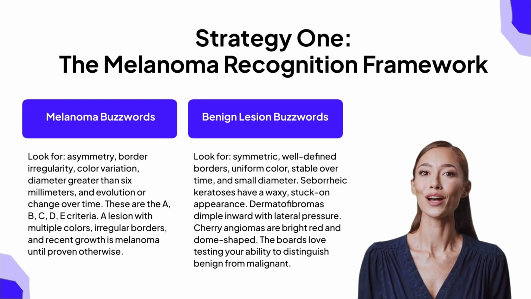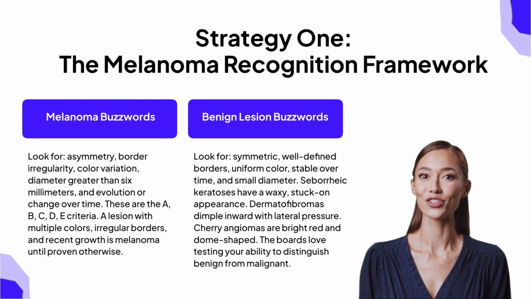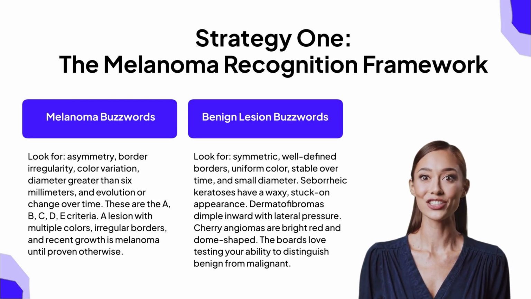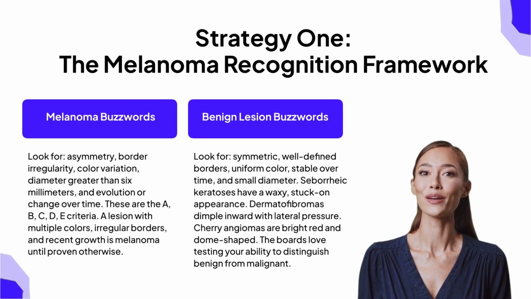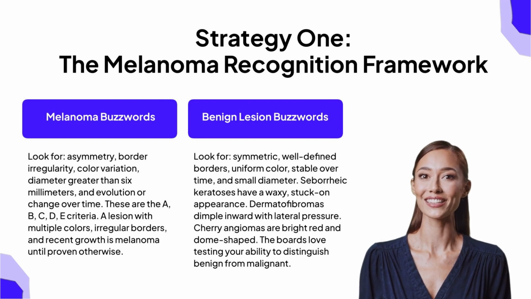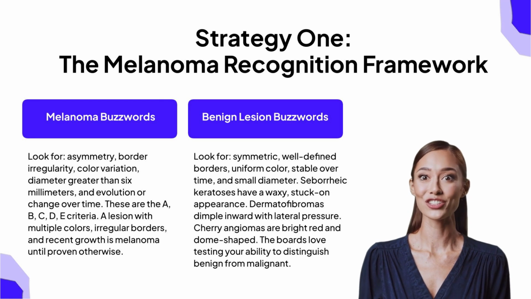If a question describes a pigmented lesion with any combination of these features, melanoma should be at the top of your differential. On the flip side, benign lesions tend to be symmetric, well-bordered, uniform in color, and stable over time. Seborrheic keratoses classically have a waxy, stuck-on appearance. Dermatofibromas dimple inward when you squeeze them laterally. Make this ABCDE framework your first mental step for every skin lesion question.